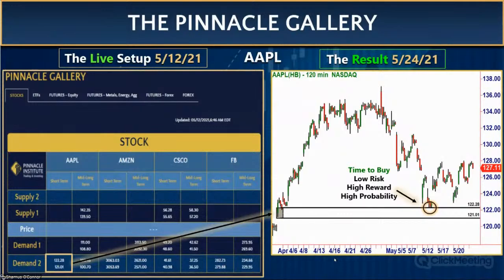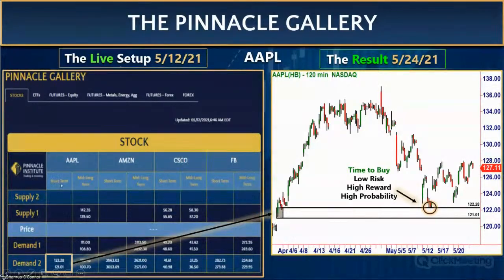Now, if you're not familiar with the Pinnacle Gallery, basically what we do is we give out supply and demand zones on over 50 powerful markets. They could be levels that we do on stocks, ETFs, futures, and we even do forex currency pairs. But basically how it works is we start with the current price and we identify 2 levels above the current price and 2 levels below the current price.